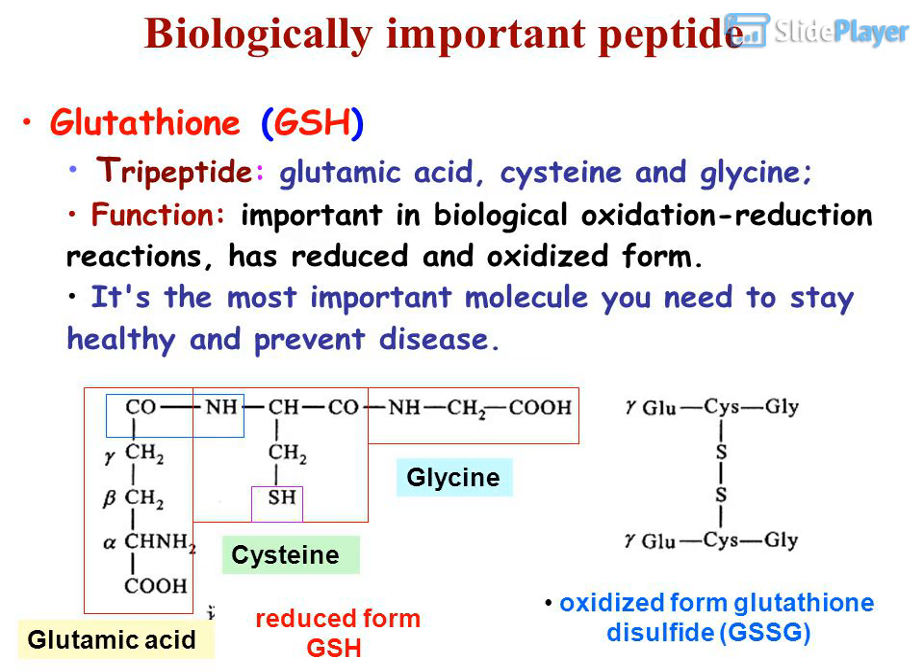Biologically important peptide: glutathione. Glutathione, GSH, is a tripeptide of glutamic acid, cysteine and glycine. Function: important in biological oxidation-reduction reactions, has a reduced and an oxidized form. It is one of the most important molecules you need to stay healthy and prevent disease. Oxidized form: glutathione disulfide, GSSG. Reduced form: GSH. Glutamic acid, cysteine, glycine.